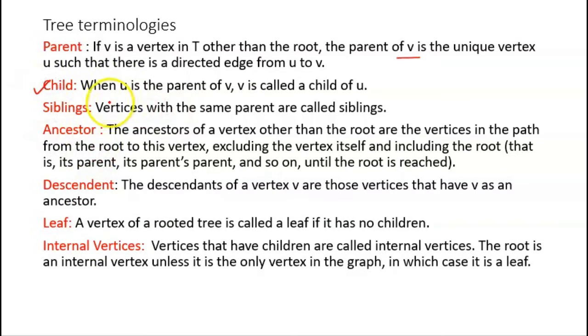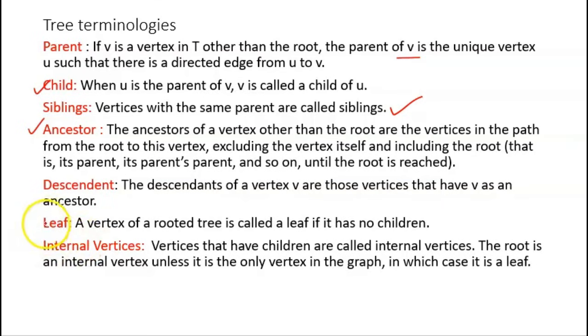What is the meaning of child? So if U is the parent of V, then V is called the child of U. Very obvious. Vertices with the same parent are called siblings. So the terminologies are very natural, right? Ancestors. So the ancestors of a vertex other than the root are the vertices in the path from the root to this vertex, excluding the vertex itself and including the root, right? So I hope you understand what we mean by ancestors, like those which are coming before you in the family tree, right? Descendant, so the descendants of a vertex V are those vertices that have V as their ancestor.